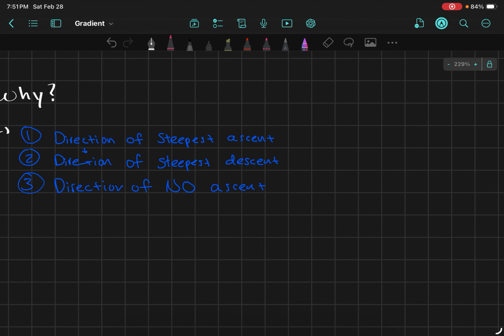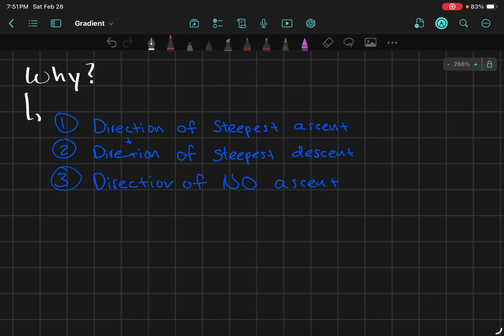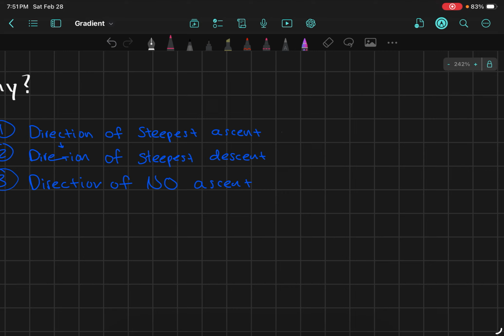So how are we going to do all of these? Well, intuitively, we can just kind of understand that the direction of steepest ascent is just our gradient, right? So, I mean, the steepest ascent is maximized with our gradient. So the direction of that is just going to be our gradient of f at the point a, b.